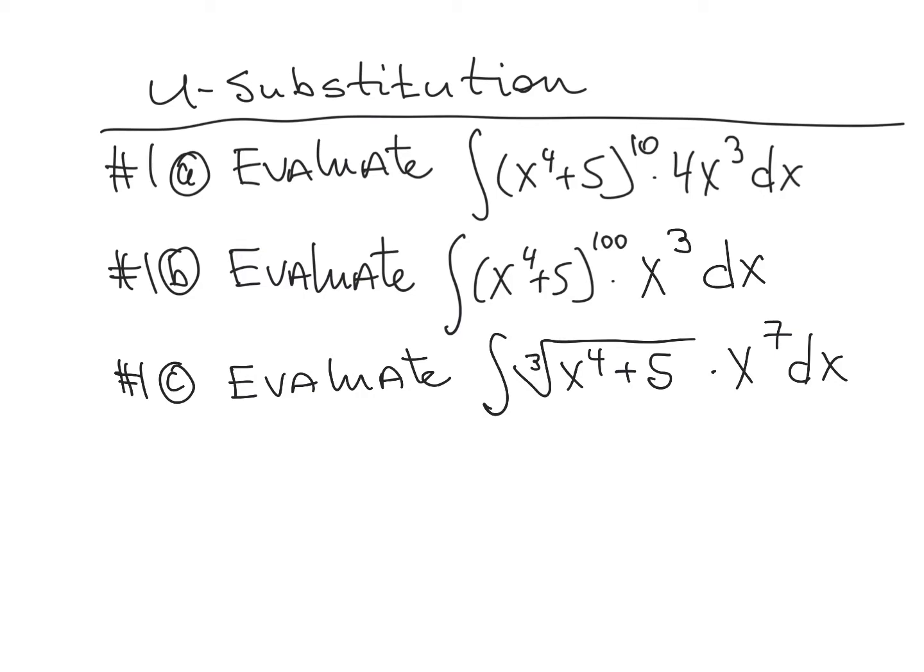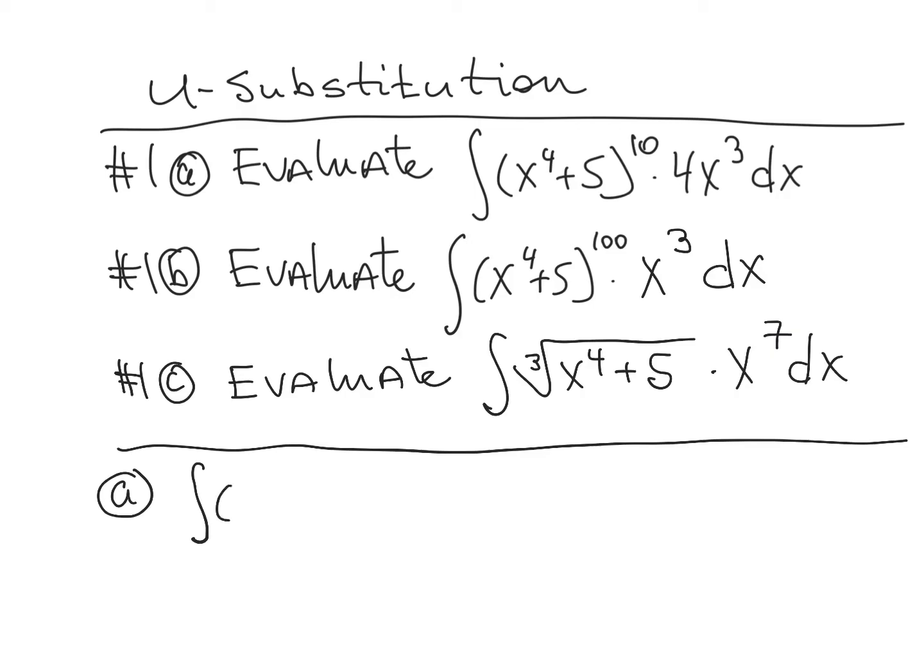So the key in all of these is to let u transform the integral from x to u and let u capture what's in parentheses or what's inside the radical. So in the first example, x to the 4th plus 5 is being raised to a power. We're going to let u be the single variable equal to x to the 4th plus 5 because it's easier to handle u to the 10th than x to the 4th plus 5 to the 10th.